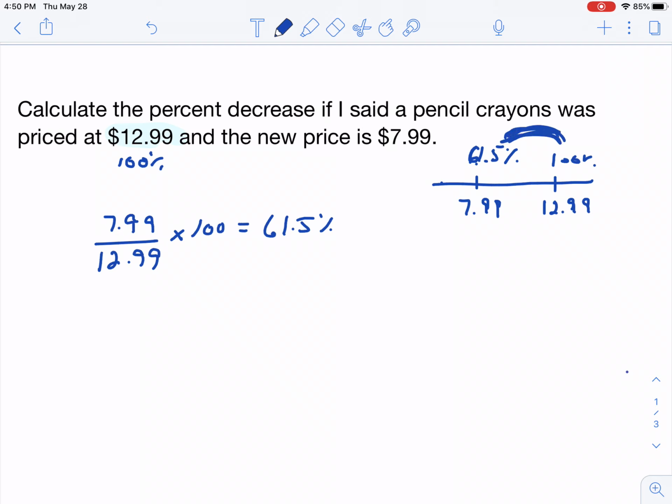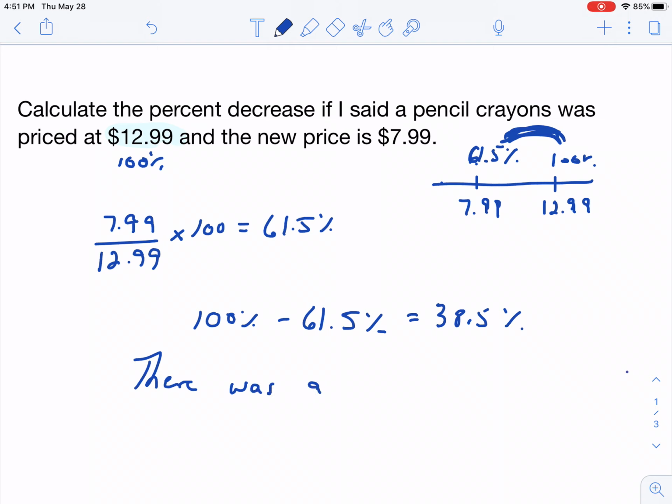So to figure this out, I'm going to take my 100% and subtract that 61.5%, and that's going to be the difference in the percent. So 100 minus 61.5 gives me 38.5%. So now I know there was a 38.5% decrease. So we know how far it went down. I'm hoping that makes sense, guys. If you have questions, ask.